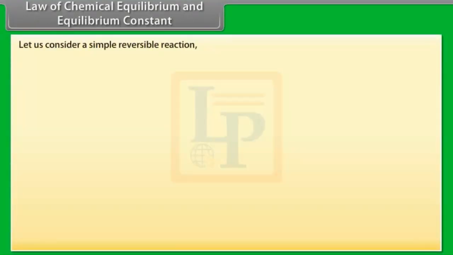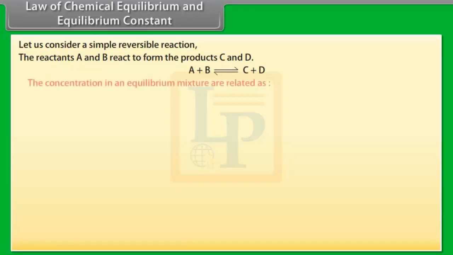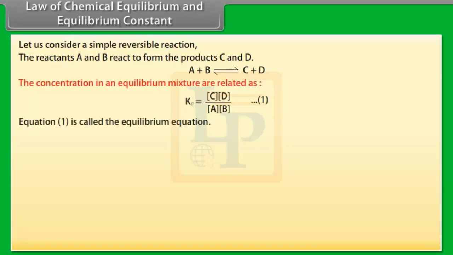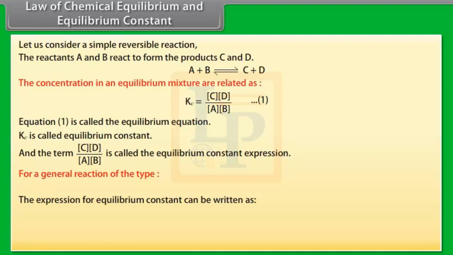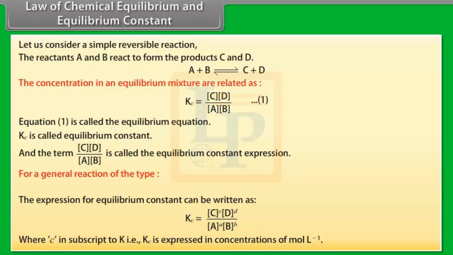Let us consider a simple reversible reaction. The reactants A and B react to form the products C and D. The concentrations in an equilibrium mixture are related as, name it as equation 1. Equation 1 is called the equilibrium equation. Kc is called the equilibrium constant, and the term is called the equilibrium constant expression. For a general reaction of the type, the expression for equilibrium constant can be written as, where c is subscript to K. That is, Kc is expressed in concentration of mole per liter.